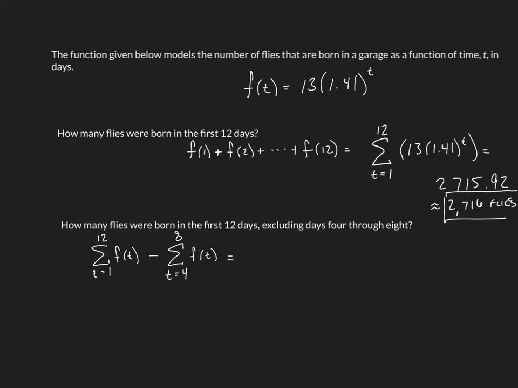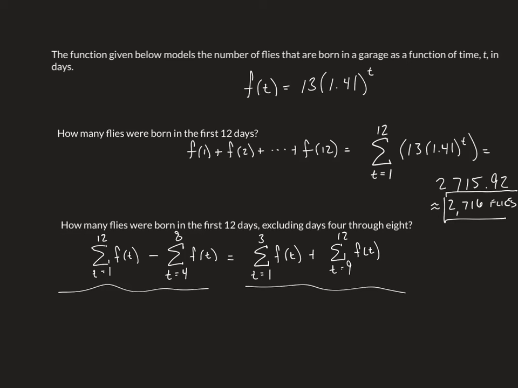Another way that you could do this is you could say, well, let's add up days 1 through 3, because I don't want to count day 4. And then I'm going to skip 4 through 8 and pick up and add together the terms starting at 9 and ending at 12. Either of these is a valid way to approach this. They're the same exact thing.